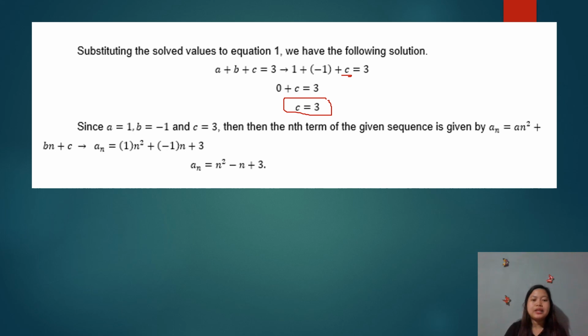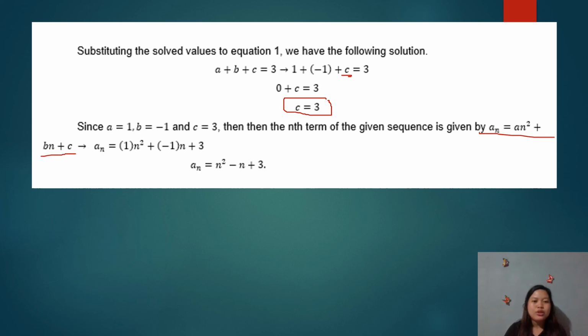So, since ang ato a is equal to 1 man, and b nato is equal to negative 1, and c is equal to 3, then the nth term of the given sequence is given by a sub n equals an squared plus bn plus c. Okay? Therefore, ato ipang substitute si a, b, c sa kini na equation.